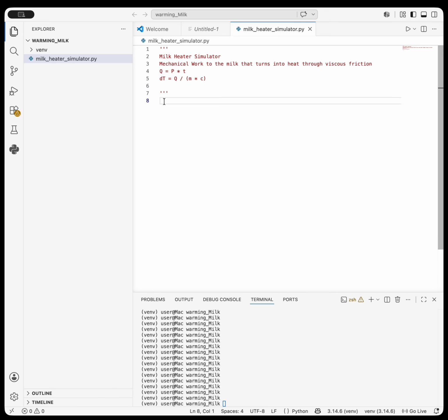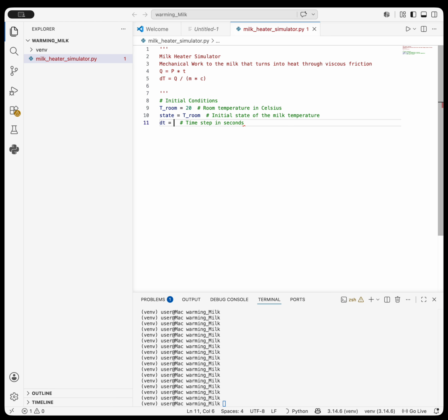So this is a coefficient that we don't actually know, but let's start with the main initial conditions, which are that the temperature of the room is going to be 20 degrees. We are going to consider the initial state of the milk equal to the temperature of the room, even though maybe it's not true, because if I take the milk from the fridge, then it's going to be slightly colder. Then we are going to consider the time step equal to 0.1, the initial time equal to 0, and for now, let's say that the end time is going to be 600 seconds. That is around 10 minutes.